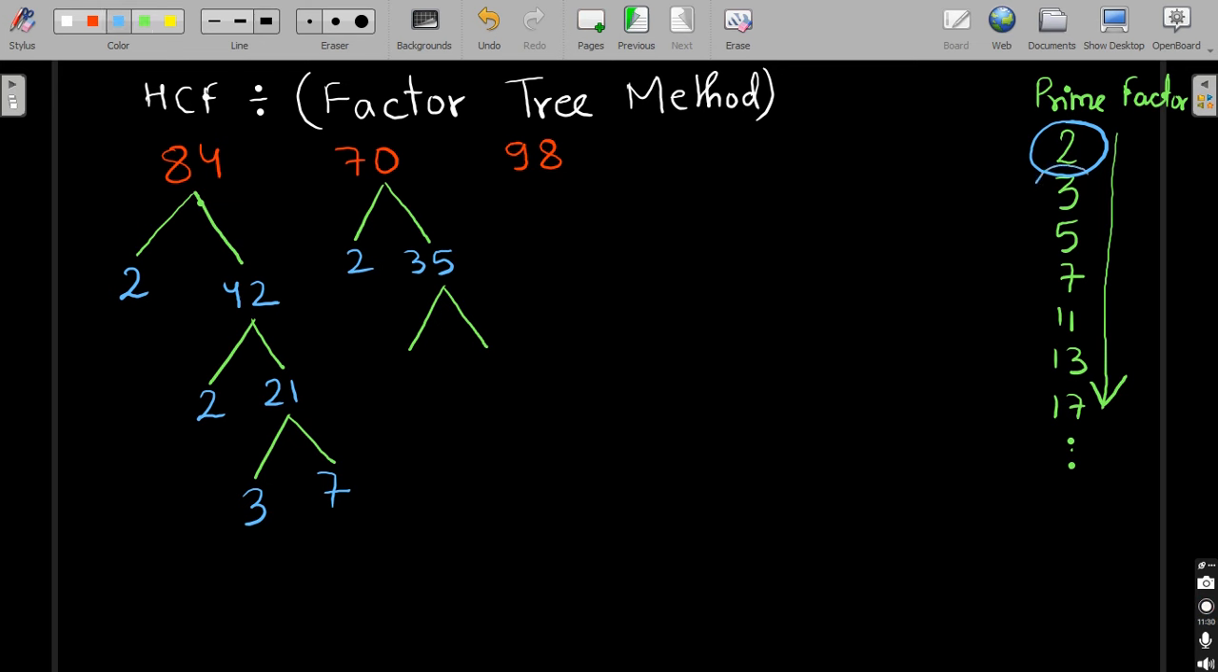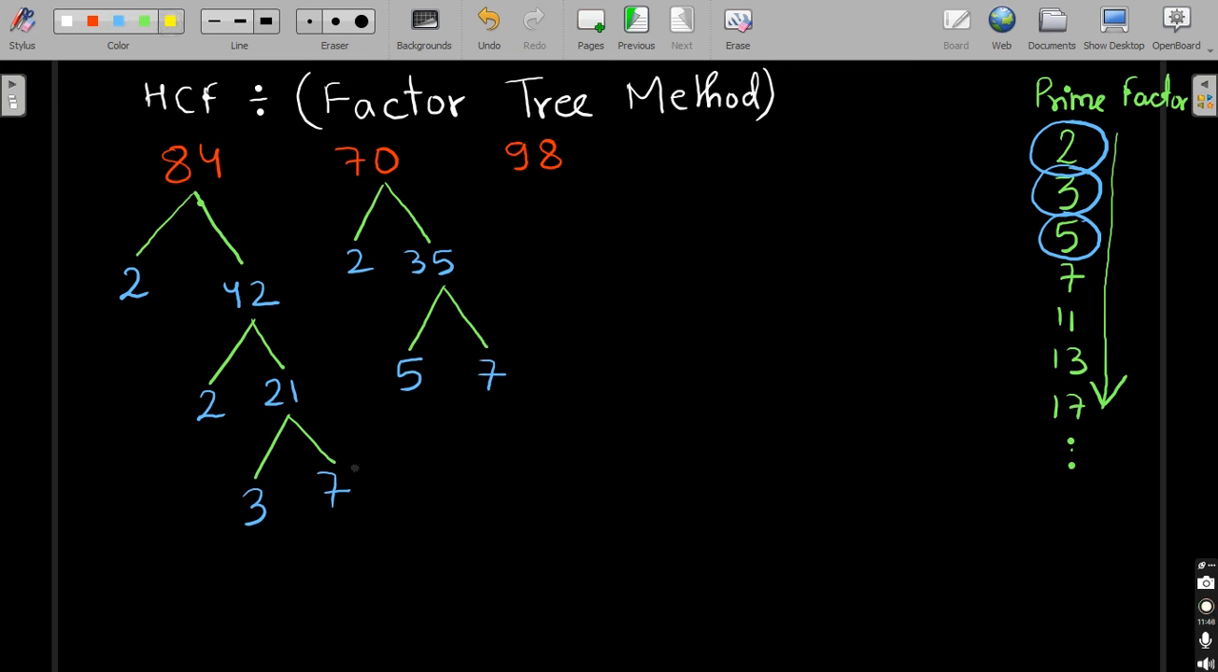So see here, 2 completed. By 3 also I can't do division of 35. Now I will go to the next number, that is my 5. So 5 7s are 35. Since at last I receive the prime number, I will not touch that number.